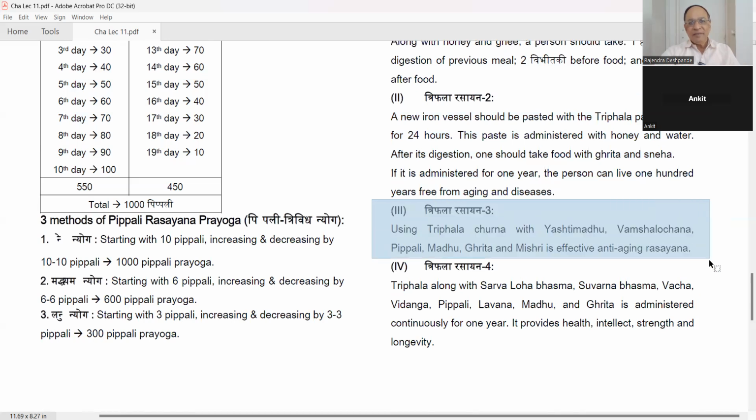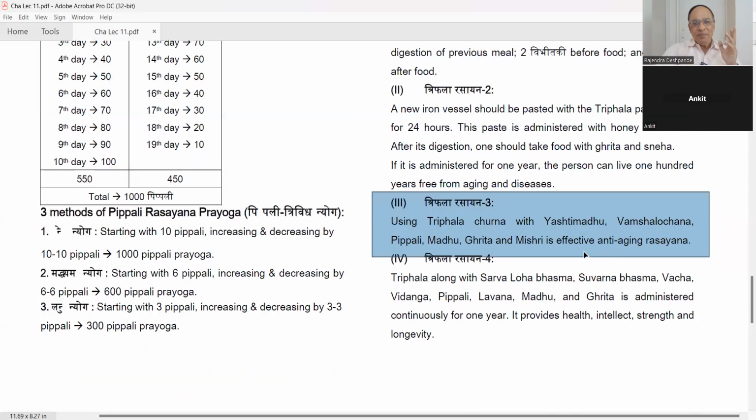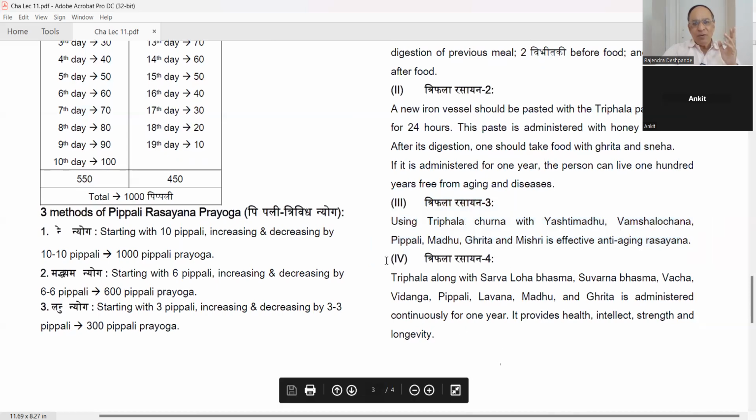Triphala Rasayan 3. Using the Triphala Churna, we can add Yashti Madhu. Vanshalochana is very, very strong for physical and mental health also. Vanshalochana. Okay. Pippali, Madhu, Ghrita, and Mishri are effective as anti-aging Rasayana. Sorry. Triphala Rasayana 4. I will mark for you, don't worry.